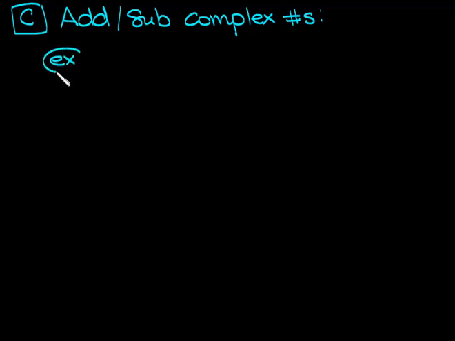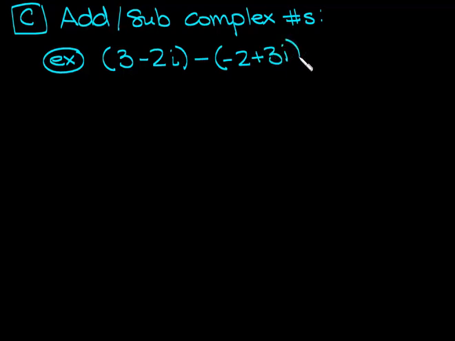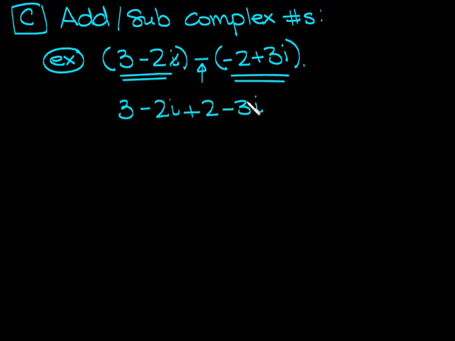So I am just going to do one example and move on. So if you have 3 minus 2i minus negative 2 plus 3i, I am subtracting two complex numbers. If these were polynomials, if this was an x instead of an i, you would start by distributing the negative first to get rid of that negative and collecting the like terms, right? So let's do that. So we get 3 minus 2i plus 2 minus 3i.